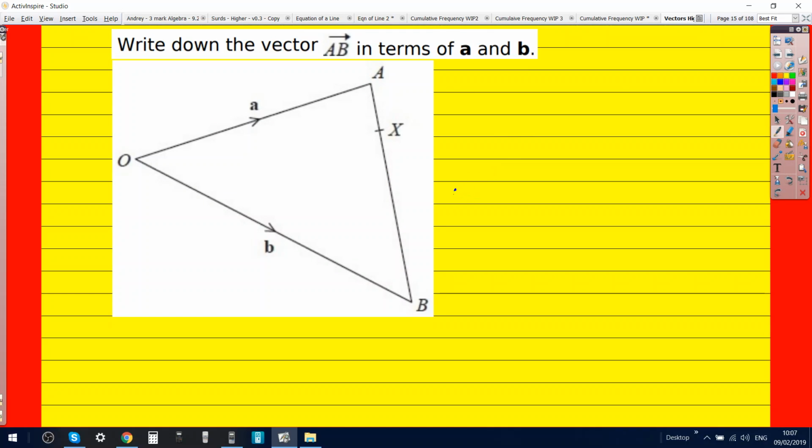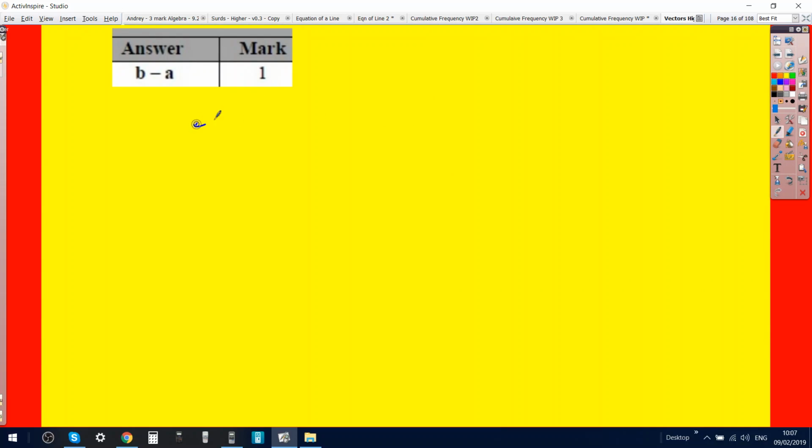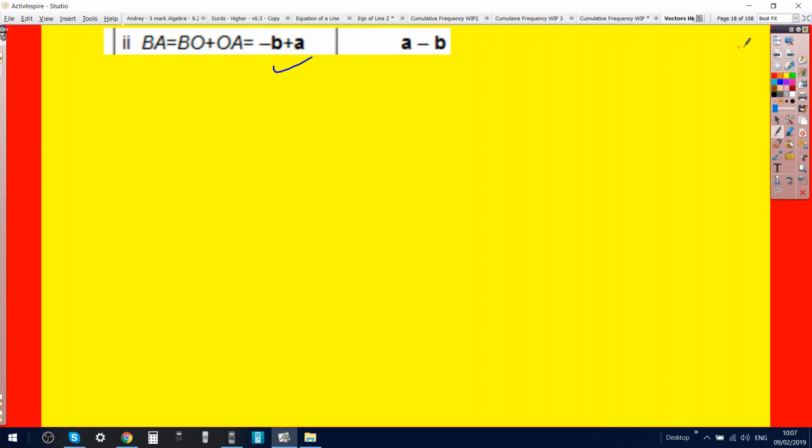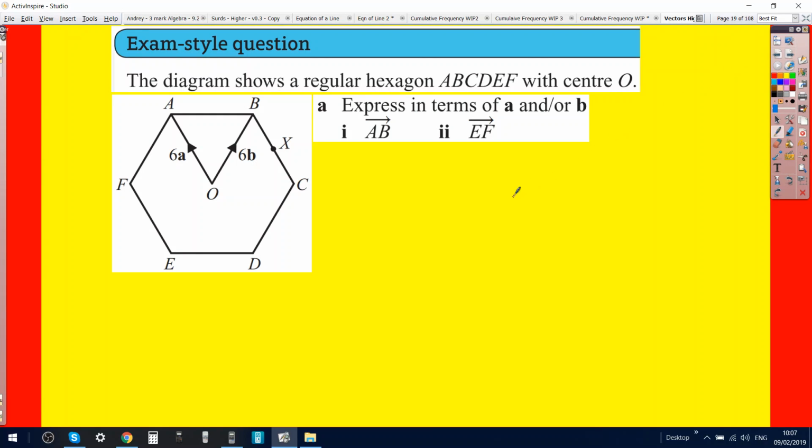Okay, this one, A to B. Okay, would it be minus A plus B? You've got it. Okay, this one. Would it be minus B plus A? Yep. Okay, this one.